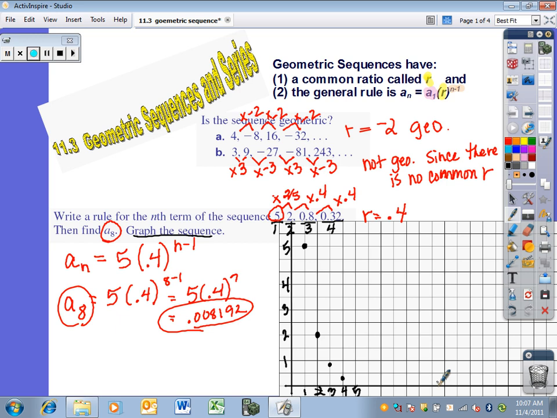Are these making that geometric curve, that exponential curve? And yes, they do make that J curve because I did have an exponent.